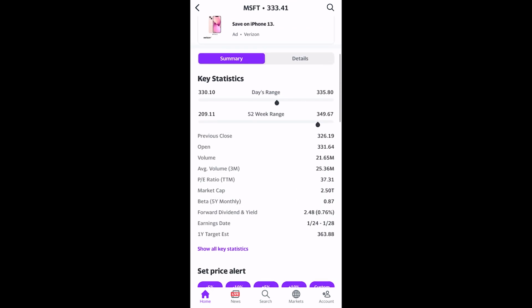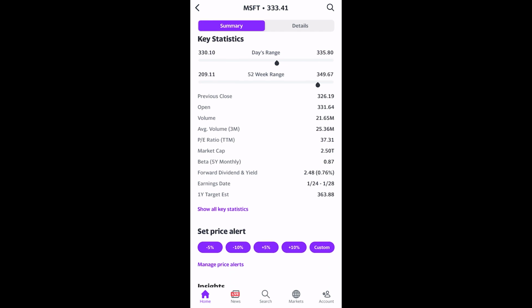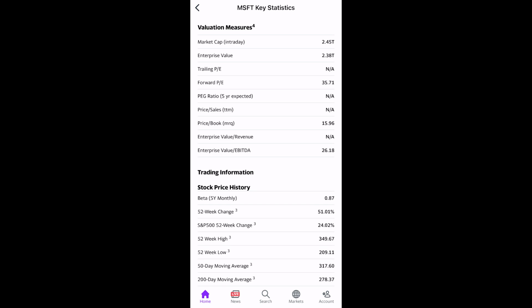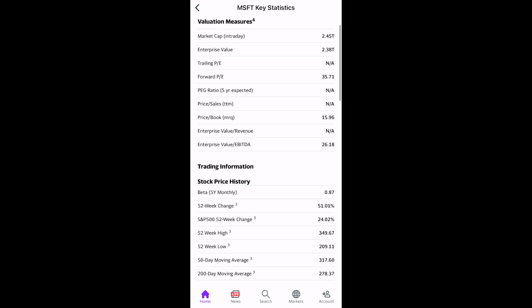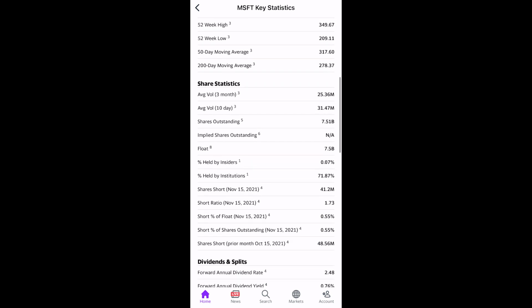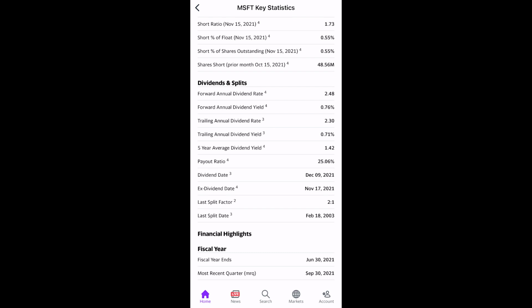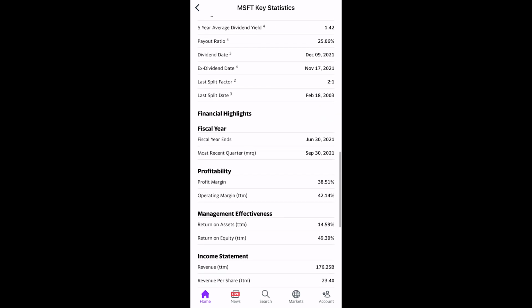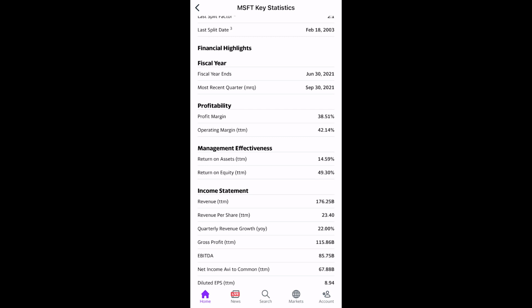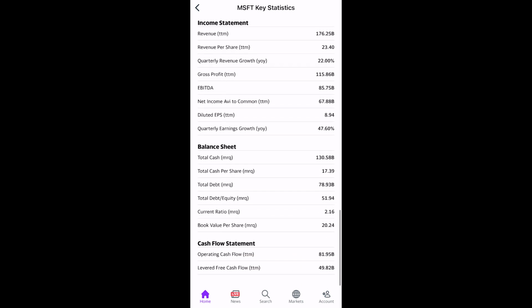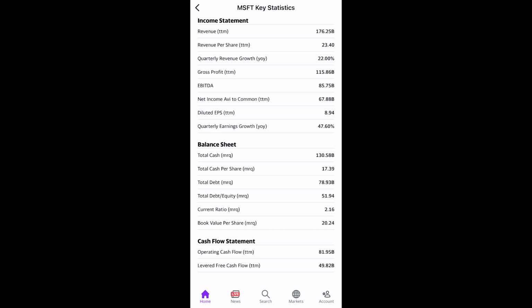And then you can scroll down here, you can get key statistics. Some of this stuff is basically the same as what you're already looking at on Robinhood, but a little more in-depth. But if you click on show all key statistics, you can go into everything regarding Microsoft. So you can look at the valuation measures, trading information, stock price history, share statistics, dividends and splits. I'm always looking at this type of stuff. Financial highlights, profitability, management effectiveness, and their income statement and their balance sheet and cash flow statement. So all of this information is right here as well. And that's right inside the Yahoo Finance app. So go ahead and look at that if you want to get more of this really key information on certain companies that you're looking up.